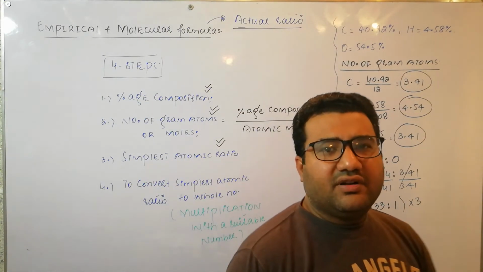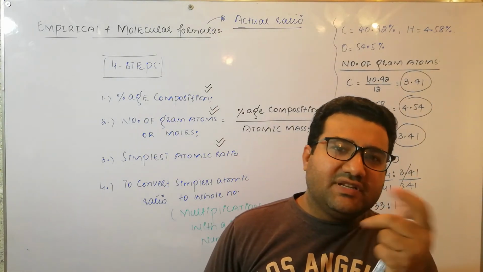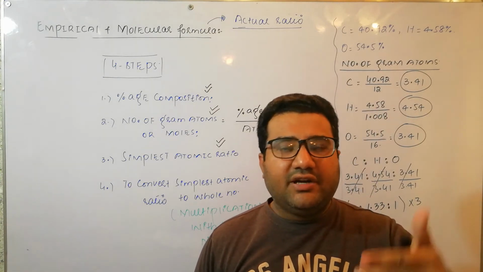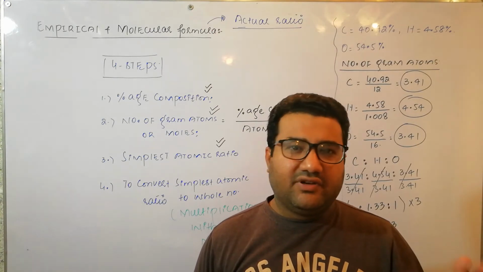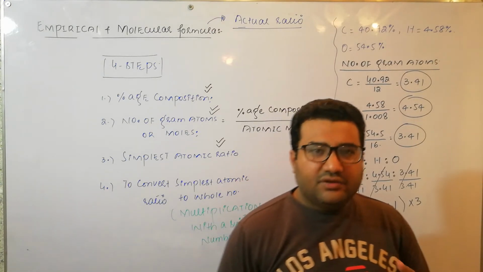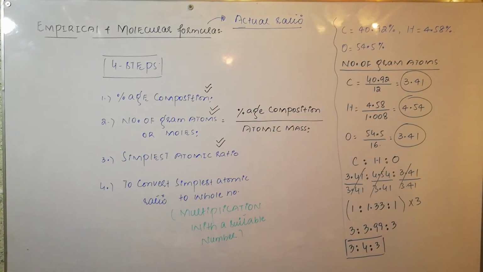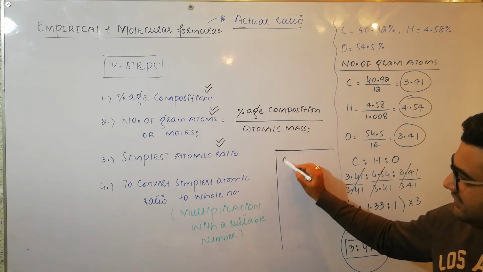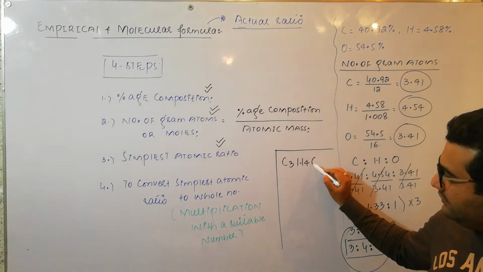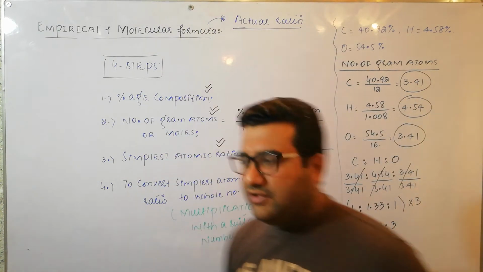Why is it important to convert it into the whole number? Because the atom is a solid entity. It may be one atom, it may be two atoms, it may be three atoms, but there is no concept of 1.5 atoms or 1.3 atoms. So it is necessary to convert this fractional ratio into the whole numbers. In this way, according to this simplest atomic ratio, the empirical formula of this compound is C3H4O3.